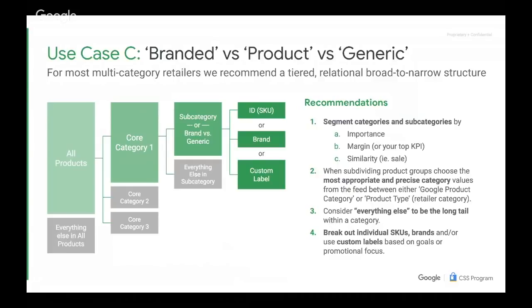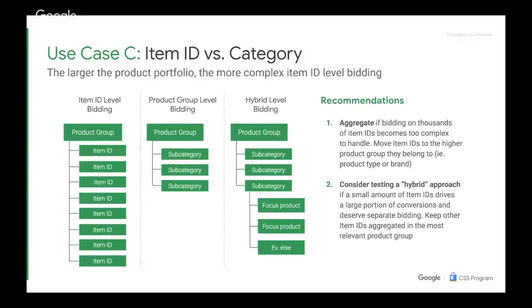Use case C shows a more general approach to segmentation, as it leaves a lot of room for you to decide what to do. Here you can segment categories and subcategories, as we see in the green graphics, based on what's important to you. The top KPI could dictate how you segment, or you could segment based on seasonal sales. Remember to choose a campaign structure that works best for you.